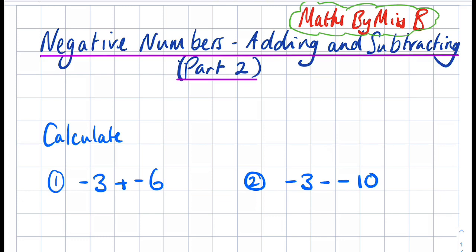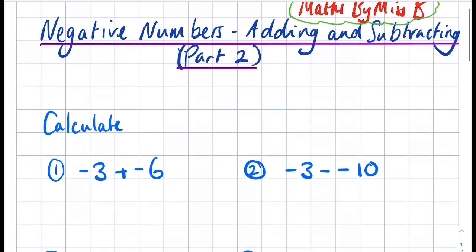In this video we'll be looking at negative numbers. This is the second part. Last part was just introducing negative numbers. This one is where we're actually going to be calculating with them. We're going to be using negative numbers to add and subtract with. Okay, so let's just have a quick look at these.